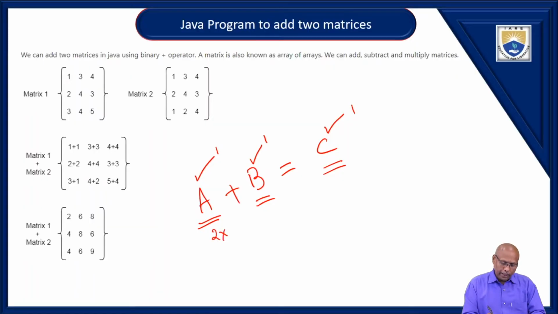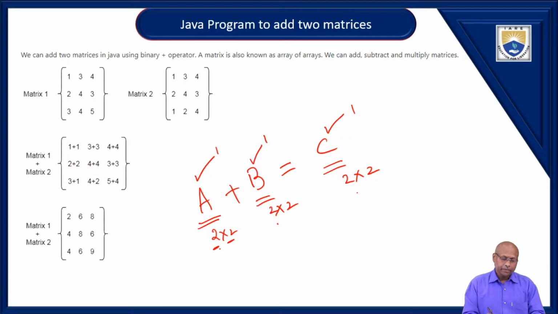If it is a 2x2 matrix, this should also be a 2x2 matrix, and this should also be 2x2. That means you have to declare three 2-dimensional arrays. If it is 3x3, this should also be 3x3, and this should also be 3x3. Because for matrix operation, both matrices must have the same dimension. Dimension means what? The number of rows and number of columns.